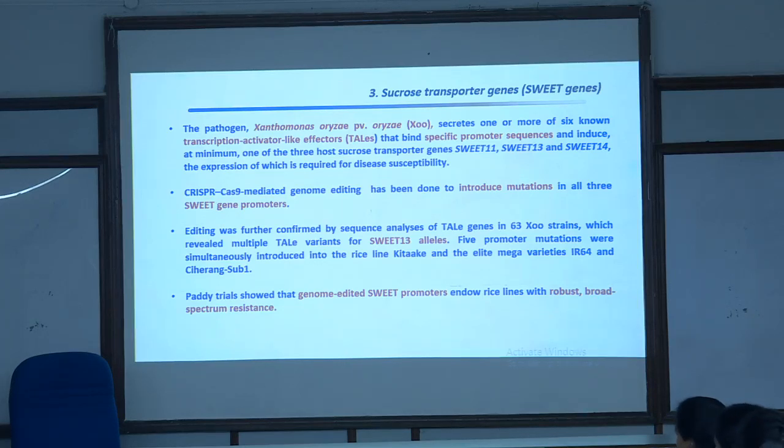I was talking about how a single point mutation would make that TALE functionless. But in this case, just imagine a small mutation on the host side, in a SWEET gene, is conferring a broad resistance against diverse isolates of the same pathogen. That's the power, because I was talking about how bacterial pathogens are so diverse and variable all the time. So this approach is perhaps one of the potential approaches for bringing broad resistance in a crop like rice.